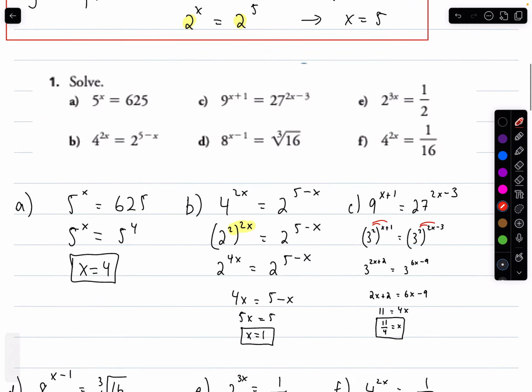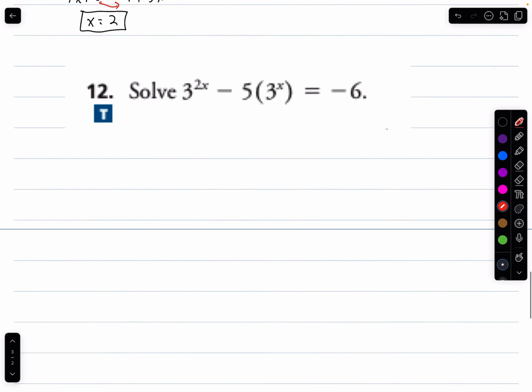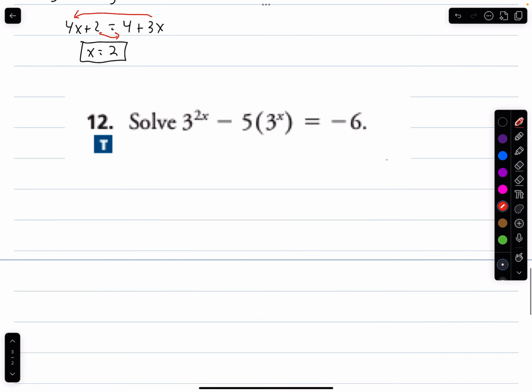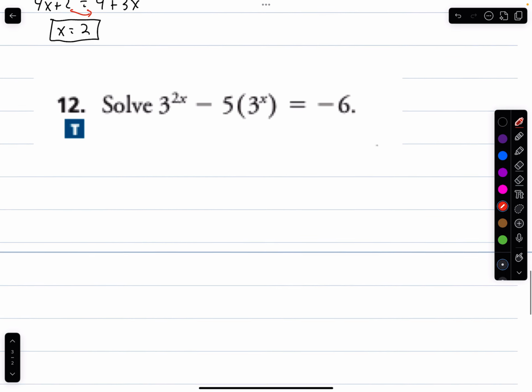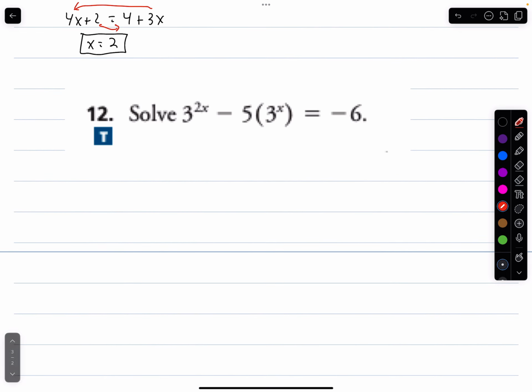Now, I want to go through this last question. It's a little thinking question. And this question could be something I've seen on tests, right? A lot of teachers put this on a test just to throw you off. But it's a really good question. So let's go through how to break this down.